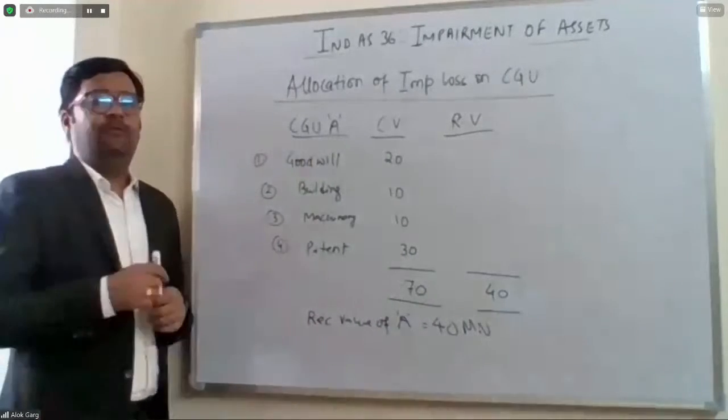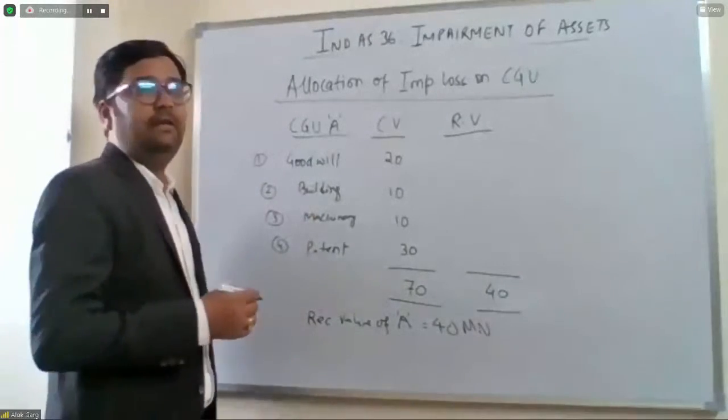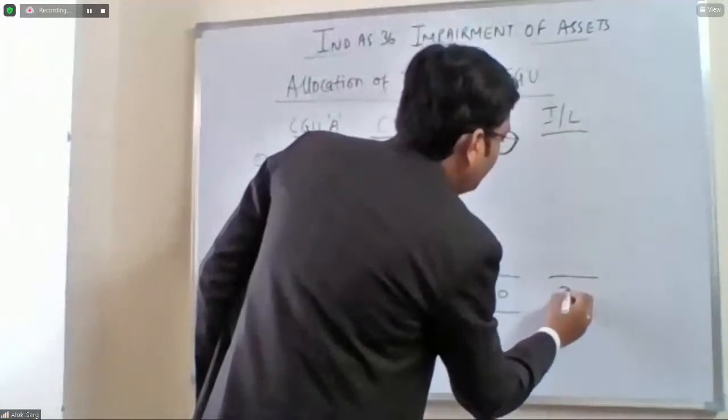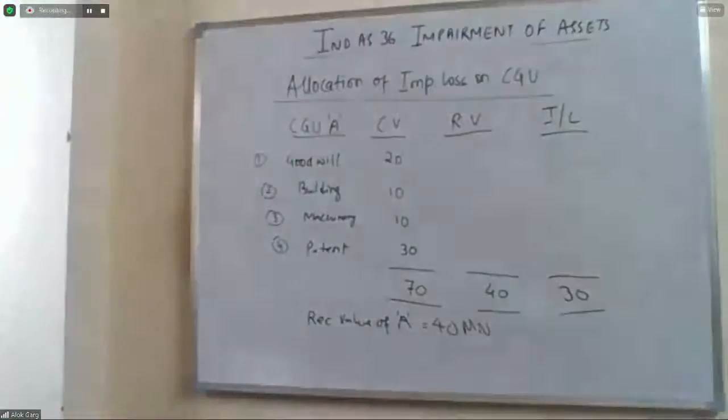Now the thing is, what is the impairment loss here? If the recoverable value is 40 million, then what is the impairment loss? Of course, it is 30 million. Am I right?